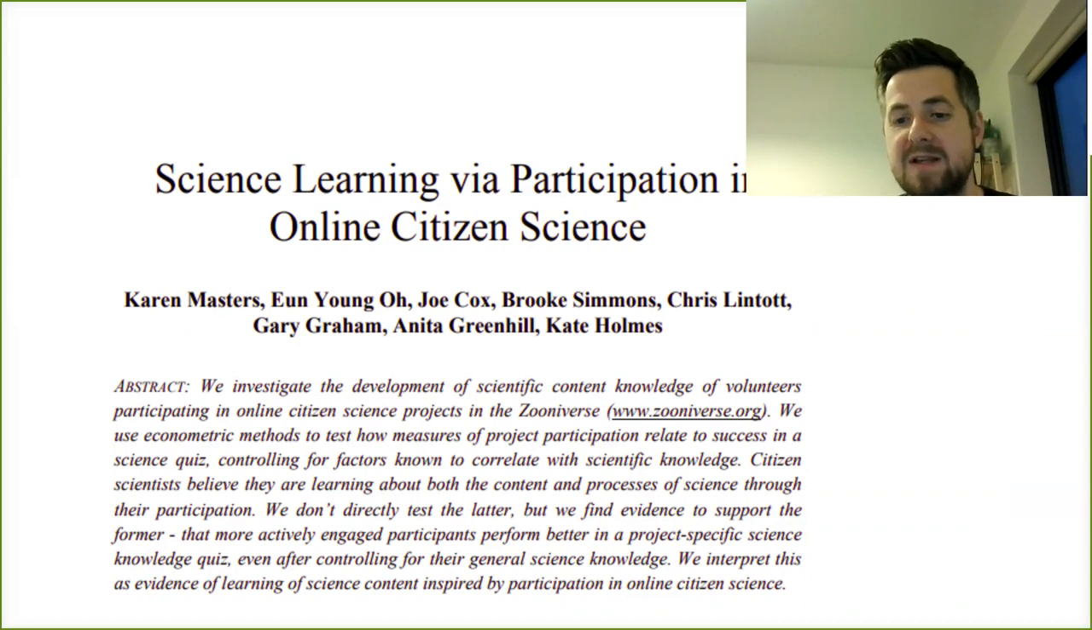And one of those ways is using citizen science as an educational resource. And studies we've done on the Zooniverse, including this one here, show that taking part in a citizen science project is correlated with learning, and learning in that specific field of science. So taking part in a project can be beneficial to the volunteer in actually educating them and giving them, as I was saying, that other opportunity to learn and become involved in that field of research.